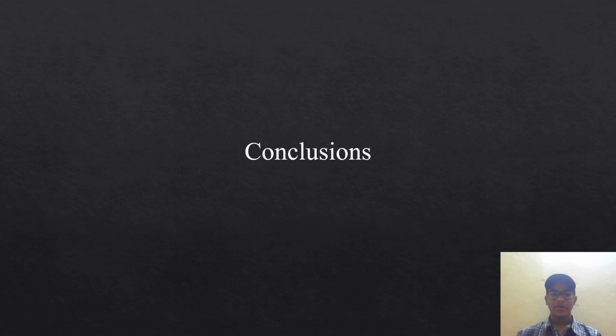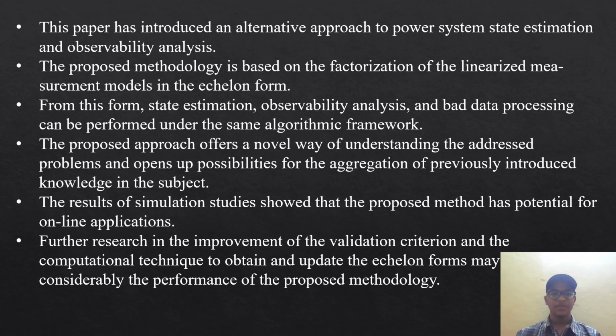And now we are going to discuss the conclusions. This paper has introduced an alternative approach to power system state estimation and observability analysis. The proposed methodology is based on the factorization of the linearized measurement models in echelon form. From this form, state estimation, observability analysis, and bad data processing can be performed under the same algorithmic framework. The proposed approach offers a novel way of understanding the addressed problems and opens up the possibility of aggregating previously introduced knowledge in the subject.